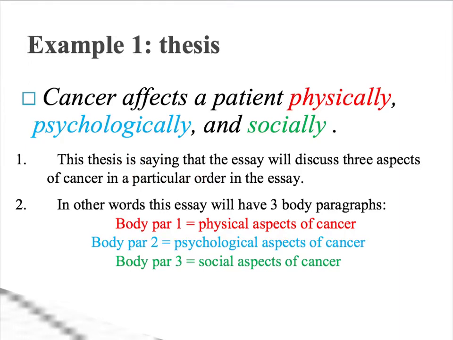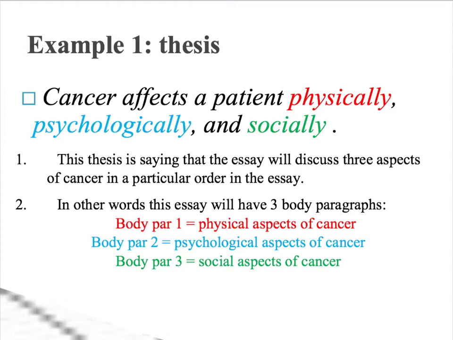So let's take example 1. The thesis statement says, cancer affects a patient physically, psychologically, and socially. This thesis is saying that the essay will discuss 3 aspects of cancer in a particular order in the essay. In other words, this essay will have 3 body paragraphs.